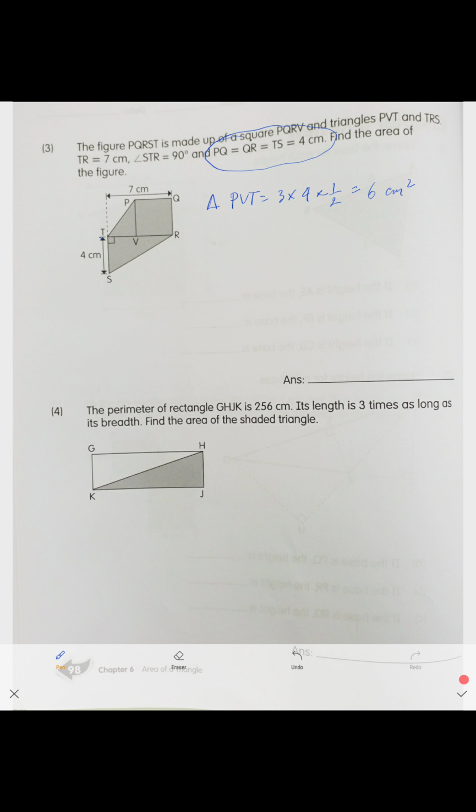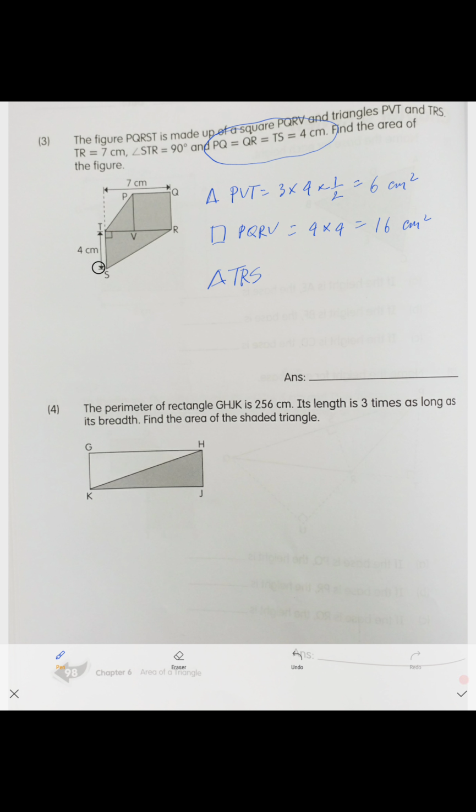Area of a square, very easy. Our square is PQRV, 4 by 4, 16 square centimeters. And lastly, the triangle TRS. How do we find that? This side is 4, and we know that this side is 7. So 1/2 times 4 times 7, and it is 14 square centimeters.